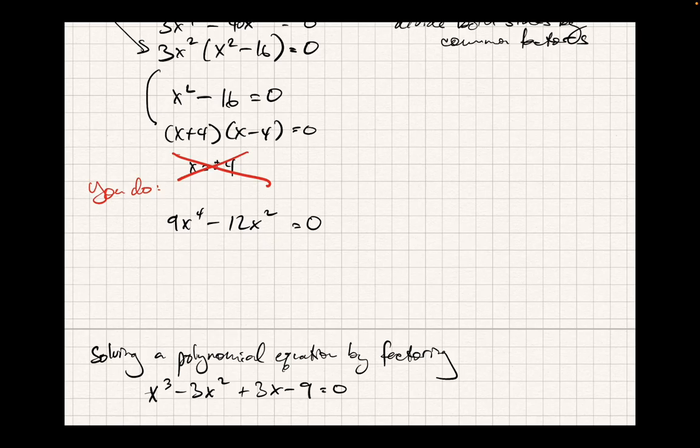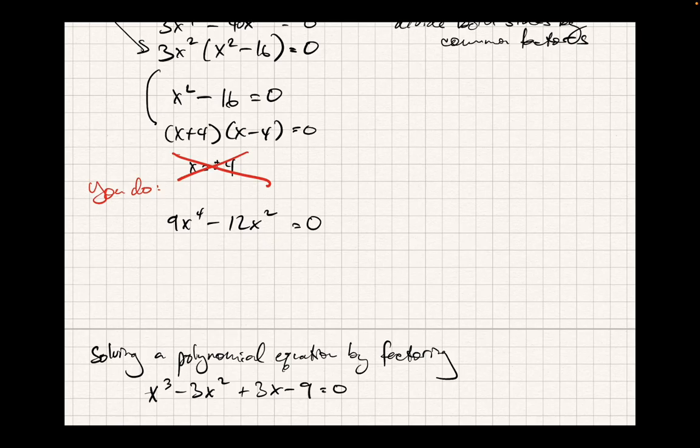Well, I got to a funky answer. I have plus or minus square root of 4/3. If I factor out like this, 1 times 3x squared equals 12x squared divided by 3x squared. So we're going to do factoring.